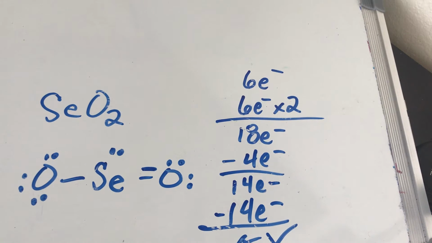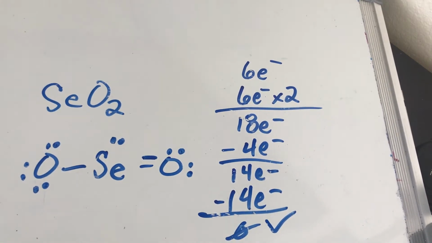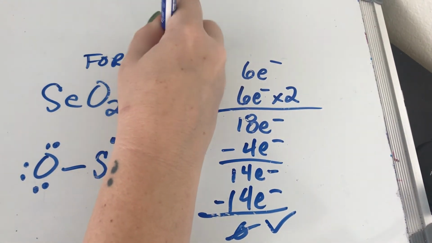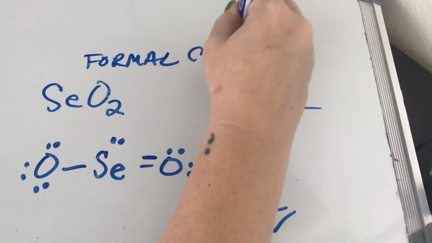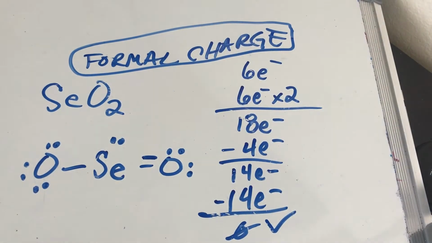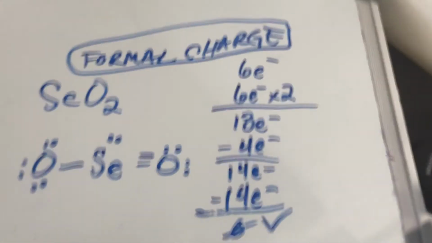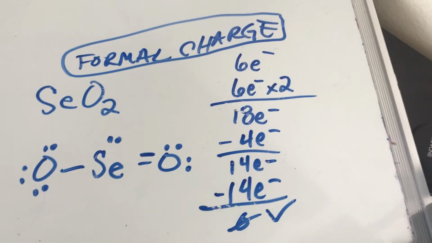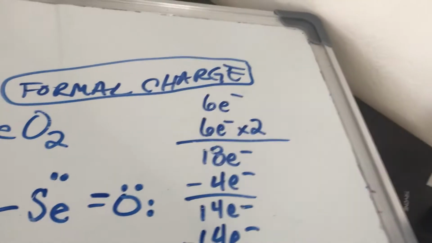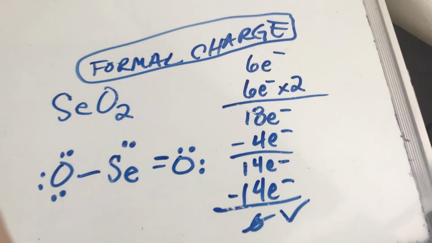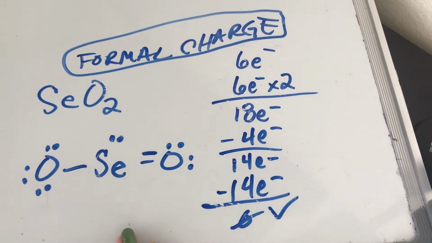We know that the octet rule is satisfied. We know that we have the right number of electrons. So the next thing we want to check is formal charge.